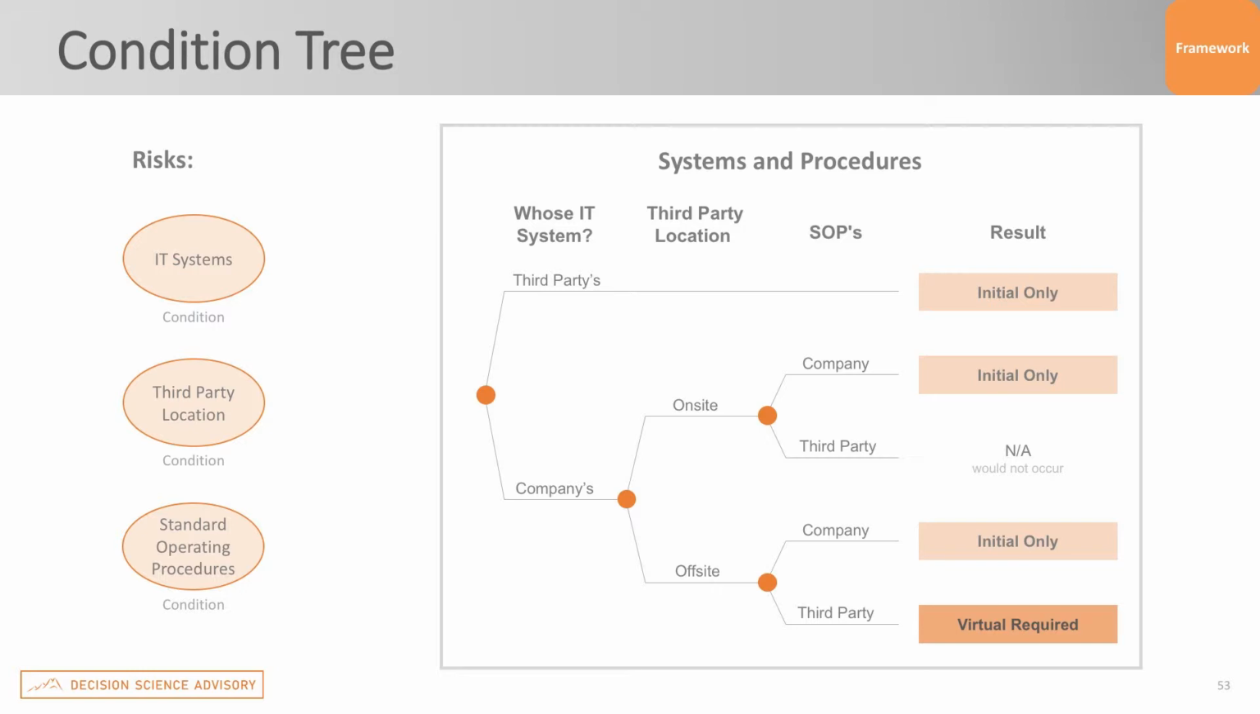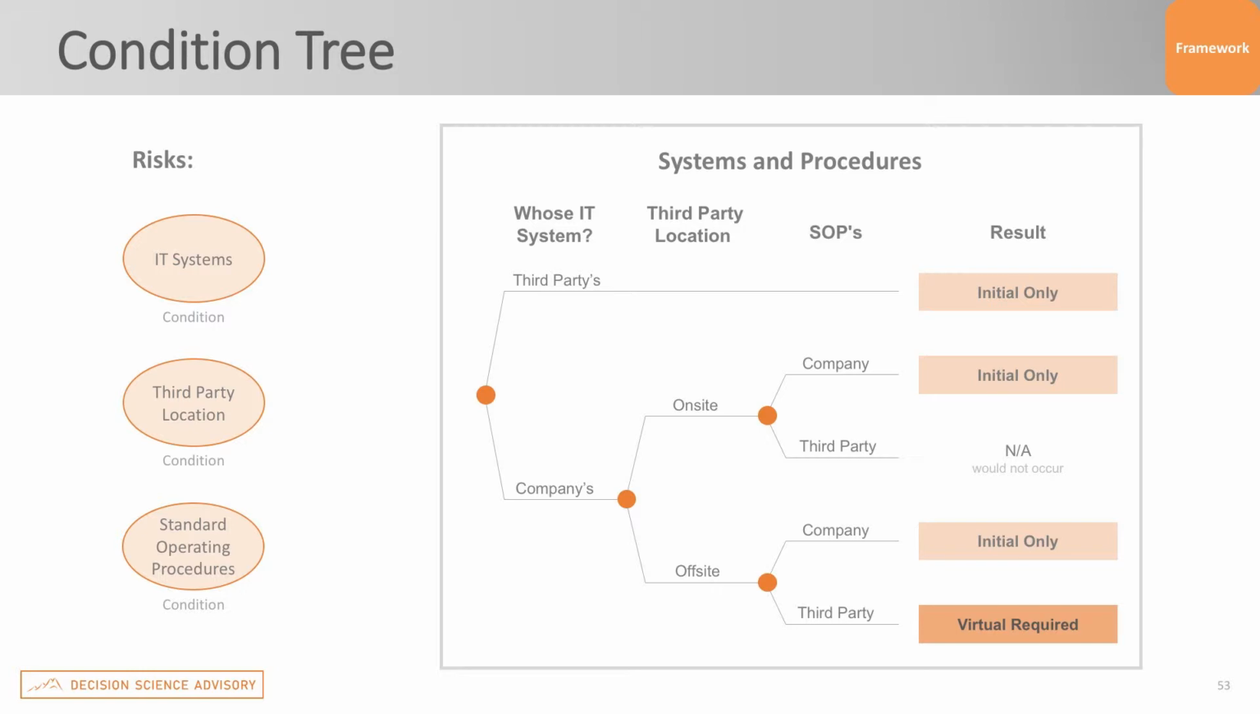So the idea here is that the only place where any further assessment was needed was if you were working with a third party. That third party was working in the company's IT system. The third party was based off-site, and they were working adhering to their own SOPs. That was the perceived somewhat risky situation that would need a virtual assessment.